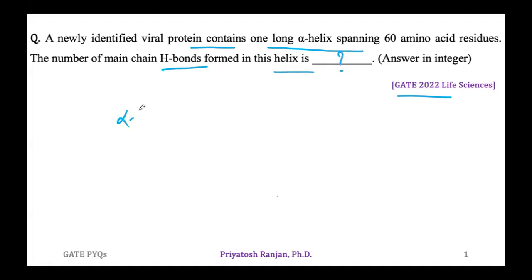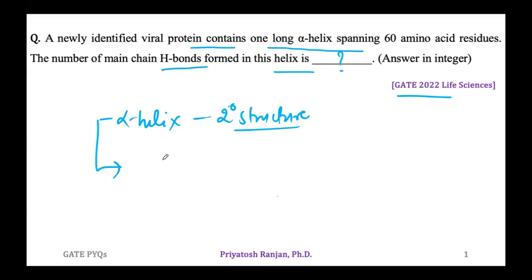As we all know, alpha helix is a common structural arrangement in the secondary structure of protein. And alpha helix involves the intrachain hydrogen bond formation between the carboxyl group of the peptide bond and the NH group of the peptide bond.